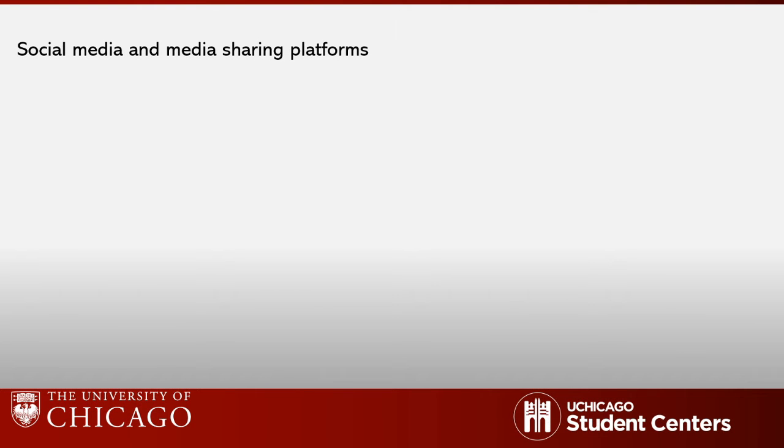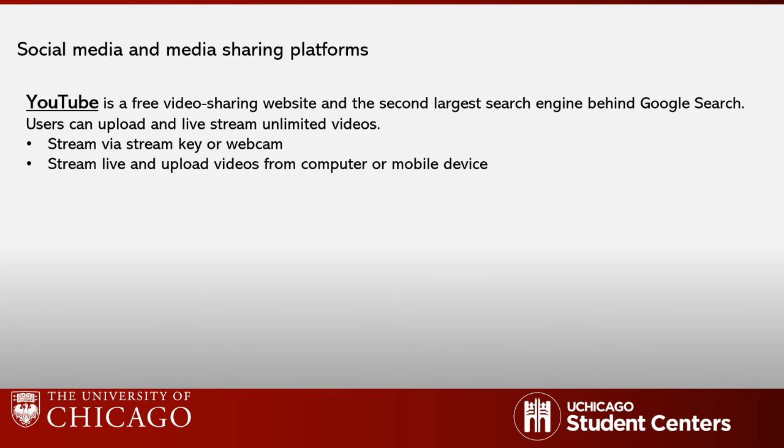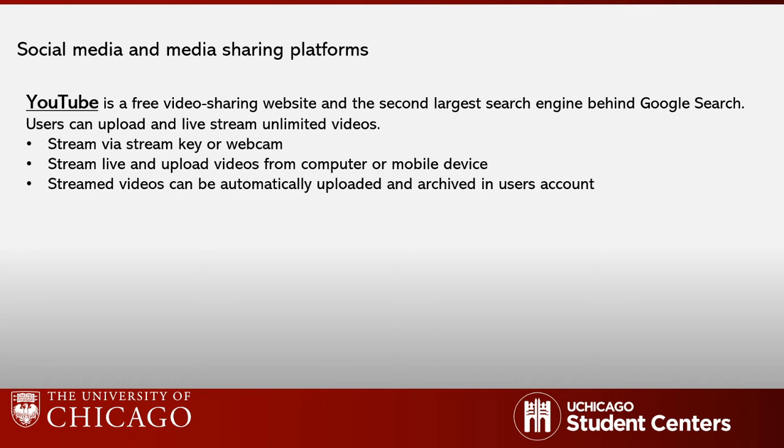Social media and media sharing platforms. YouTube is a free website and the second largest search engine behind Google search. Users can upload and live stream unlimited videos. They can stream via key or webcam. You can stream live and upload videos from a computer or a mobile device. Streamed videos can be automatically uploaded and archived in the user account.